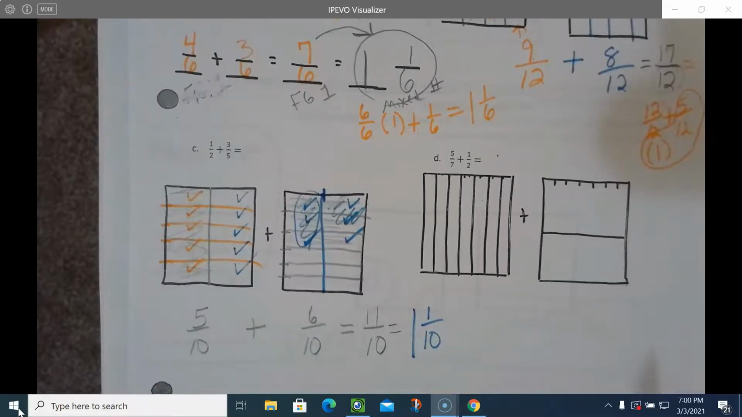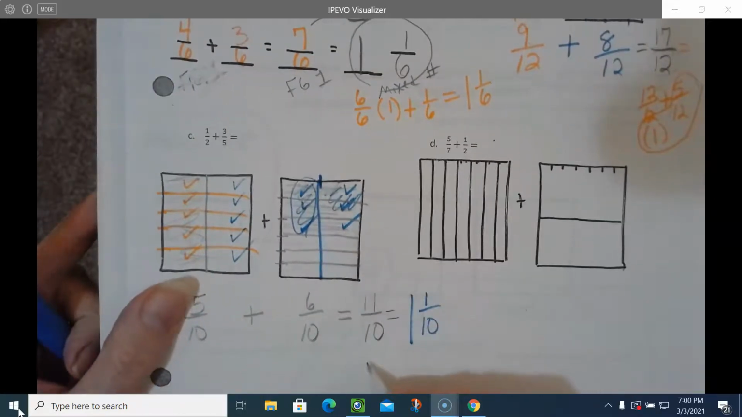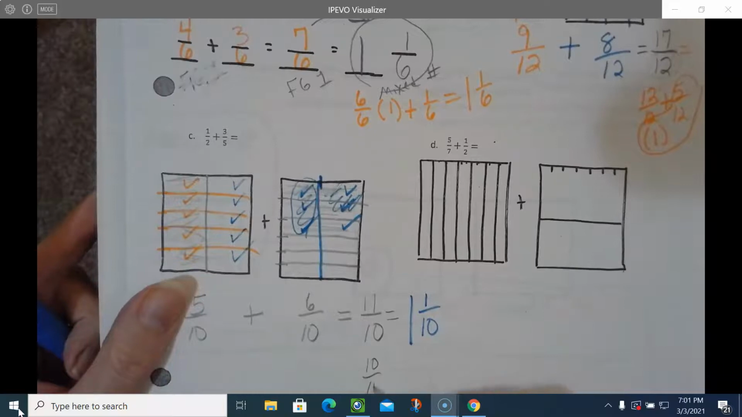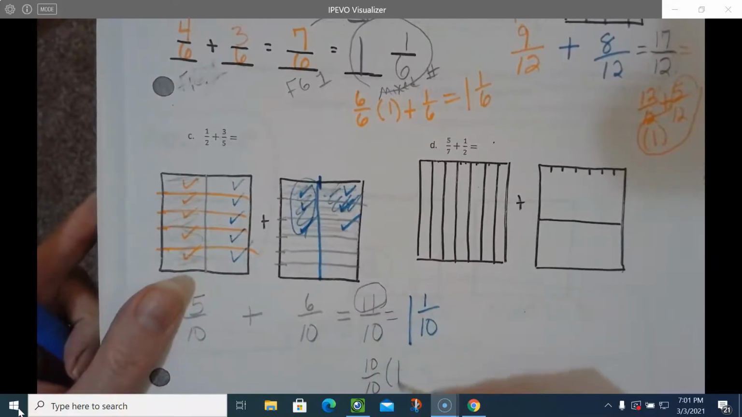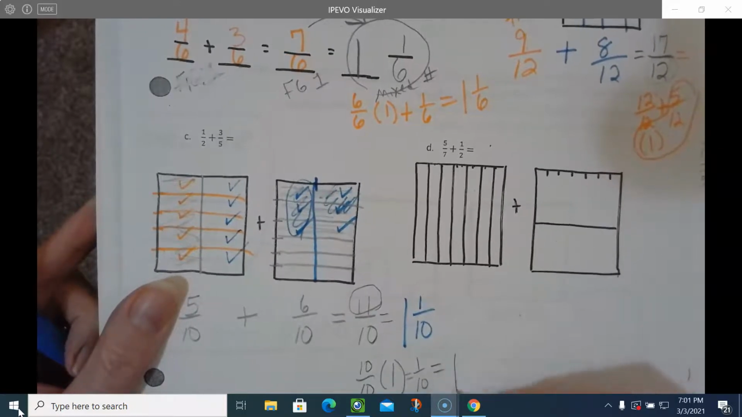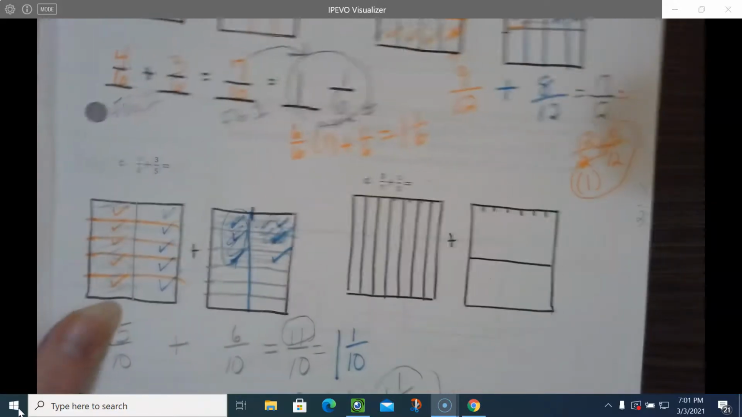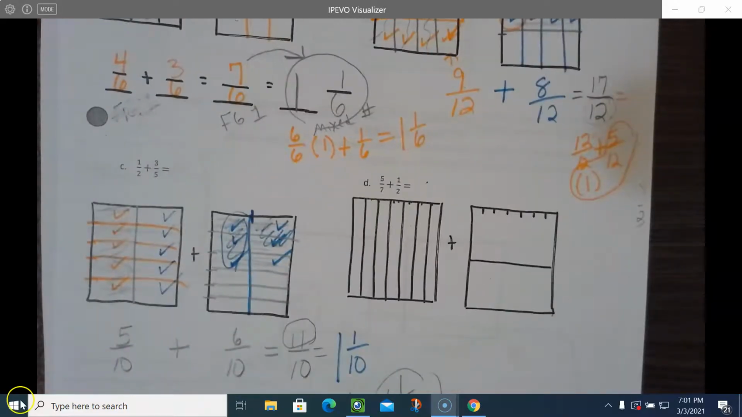Another way for me to think about that, if I'm looking at trying to build the whole, 10 tenths would be 1, but I have 11 tenths. So 10 tenths is equal to 1, and if I have 10 plus 1 tenth more, that would get me to 11 tenths. And then if I just combine those, I'm going to have 1 and 1 tenth for my answer. All right, let's look at the next one.